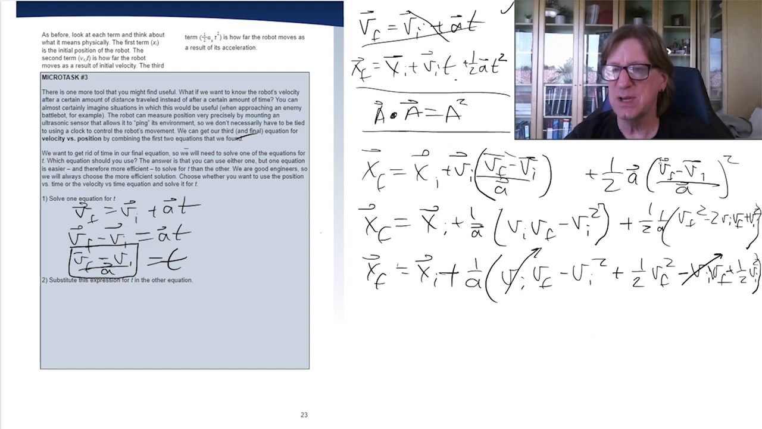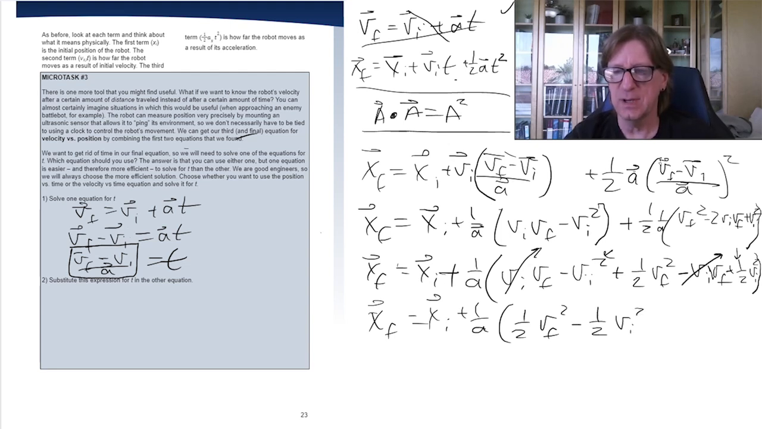I've got a minus vi squared and a plus 1/2 vi squared. Let's rewrite it because now we've got a little bit of room. So that's plus 1 over a again, still have my parenthesis. I'm going to combine this term and this term. So I'm left with a 1/2 vf squared. And now minus 1 vi squared plus 1/2 vi squared is going to be minus 1/2 vi squared.